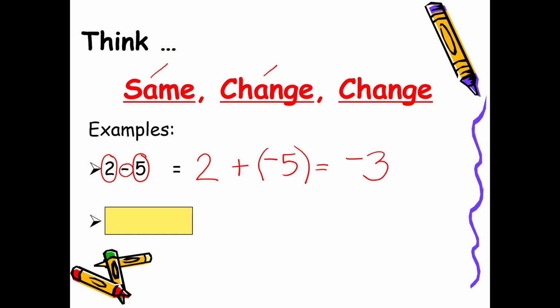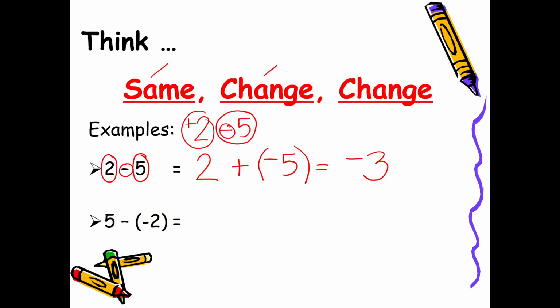Okay? That's my solution. But if you prefer this, like, sir, you can do it this way: 2 minus 5. Sir, 2 is positive and 5 is negative. Unlike signs, sir. So, I subtract. 5 minus 2 is 3. The sign of the bigger number, sir, is negative. So it becomes negative 3. That's also fine. No problem. Let's have another one.